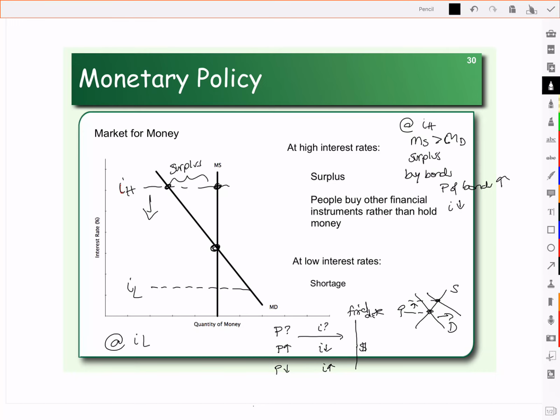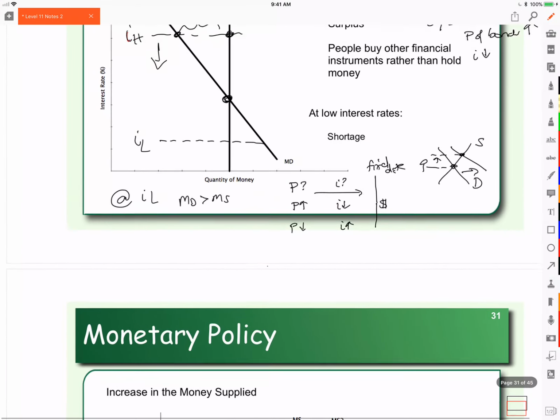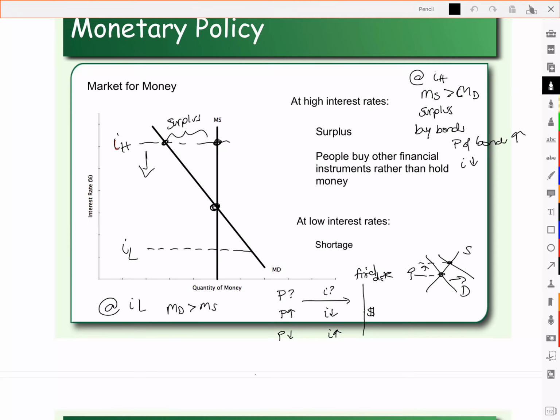so at an interest rate that's low, what we have is our money demanded is more than money supplied. So at low interest rates, remember, we would rather have our money in terms of cash, because if it's not going to earn the interest, we might as well buy assets, right? Buy cars and houses and things that help us accumulate wealth. So here, the money demanded is more than the money supplied. So there's a shortage of cash.